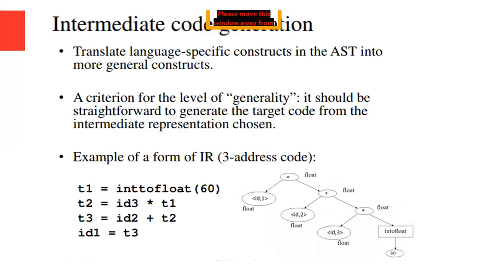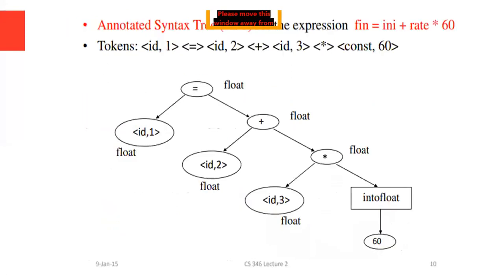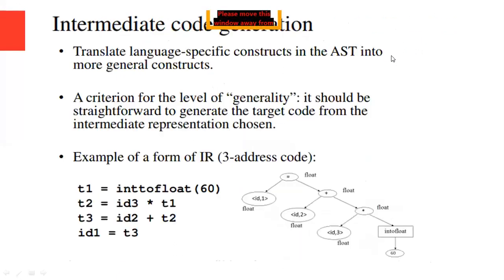So what is the expression? This is the expression FIN is equals to INI plus rate into 60. This expression can be converted into three address code. Here we are using 1, 2, 3 and 4. So this is the four address code, and this can be converted into three address code.